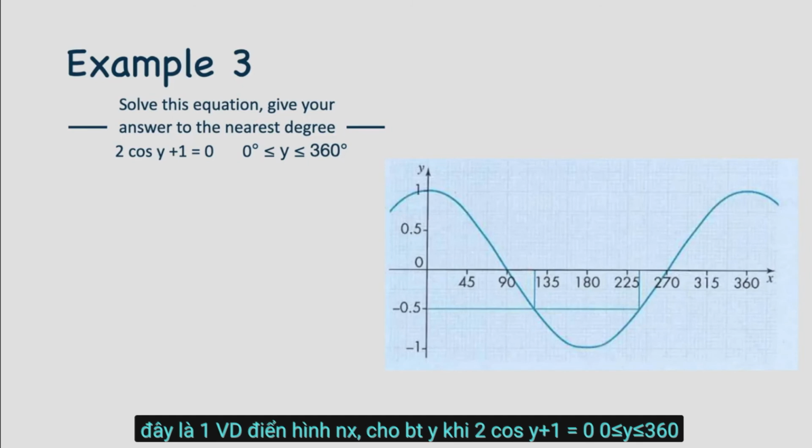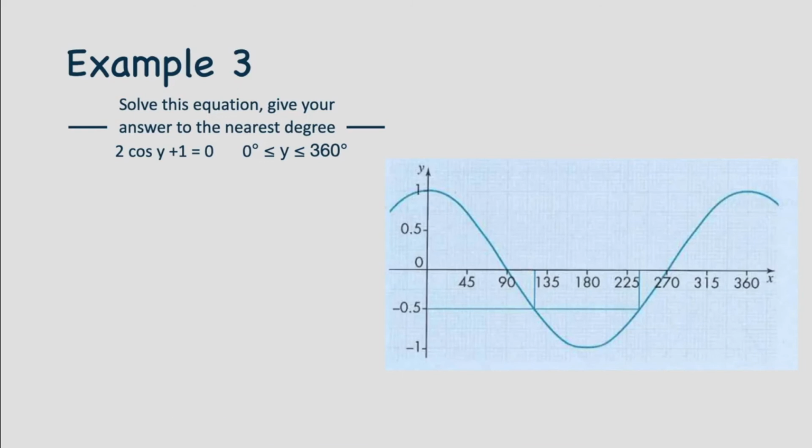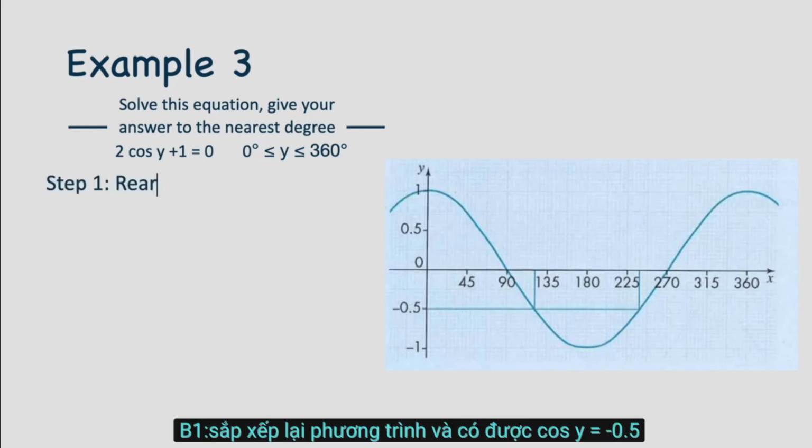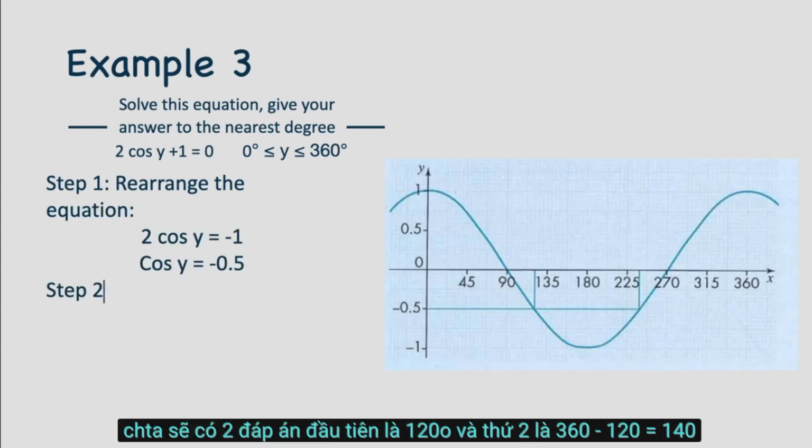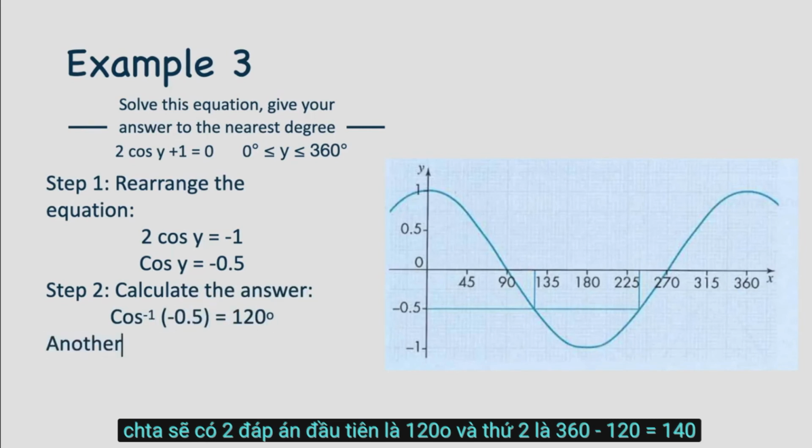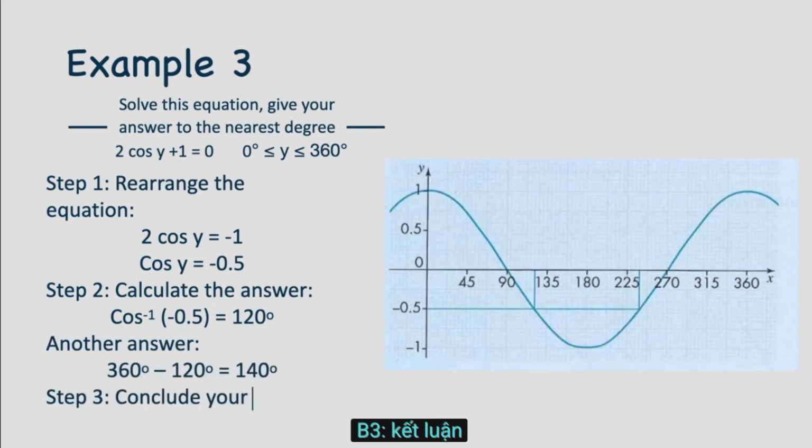First, we rearrange the equation to get from 2 cos y plus 1 equals 0 to cos y equals minus 0.5. Using a calculator, we get inverse cos of minus 0.5 equals 120 degrees, and the other answer would be 360 degrees minus 120 degrees, equal to 240 degrees. Lastly, we conclude the answer, which is y equals 120 degrees or 240 degrees.